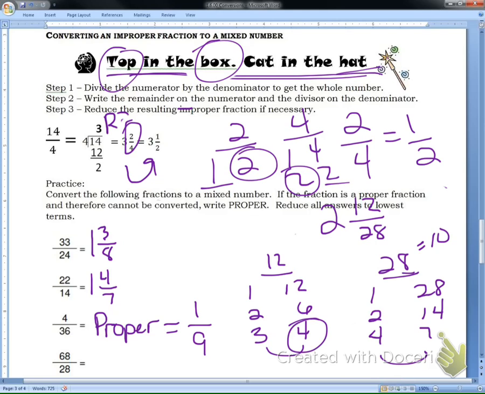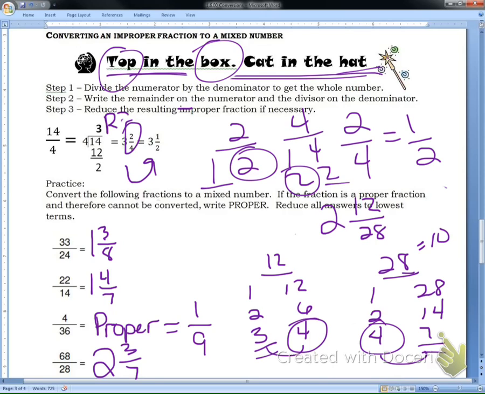It appears to be 4. And look at the numbers right beside it. That'll tell you what it reduces to, 3 over 7. So our final answer is 2 and 3/7.